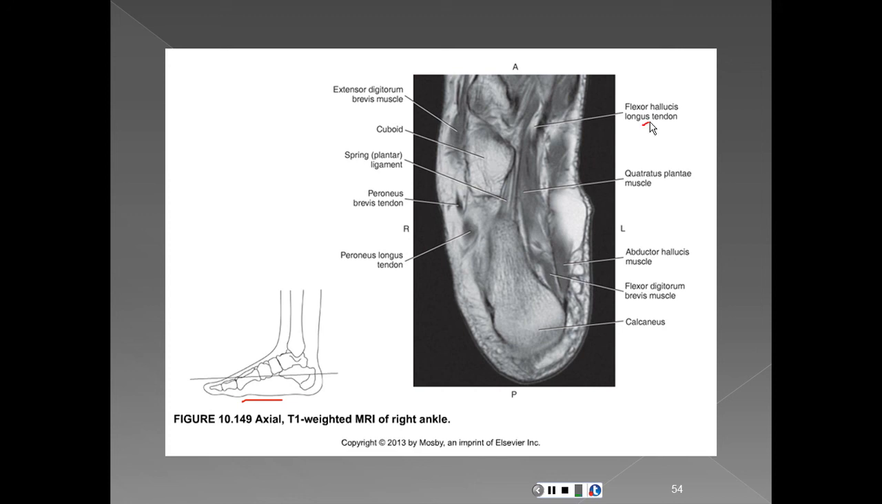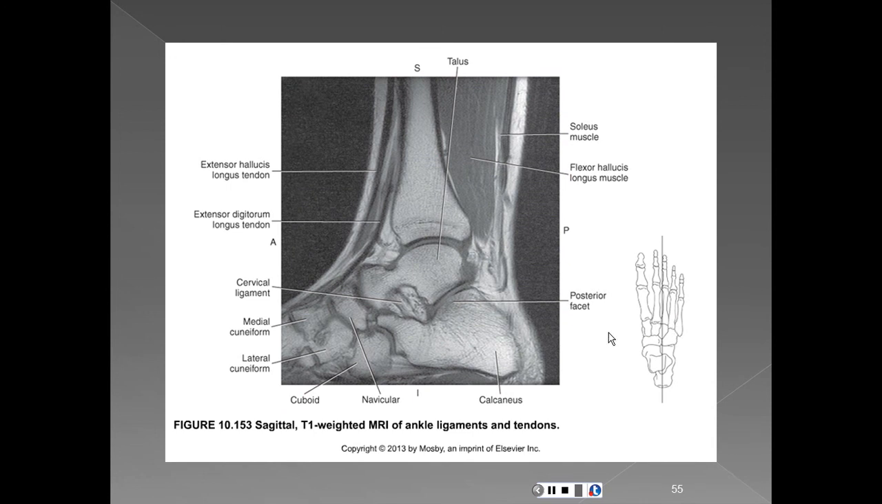The flexor hallucis longus tendon. The extensor digitorum brevis muscle, the cuboid. The peroneus longus tendon. We talked about that, the peroneus longus muscle in the leg, along with the soleus and the gastrocnemius muscle, and the calcaneus, the heel. Very familiar with that. Now we have a sagittal T1 weighted MRI of the ankle and ligaments and tendons.